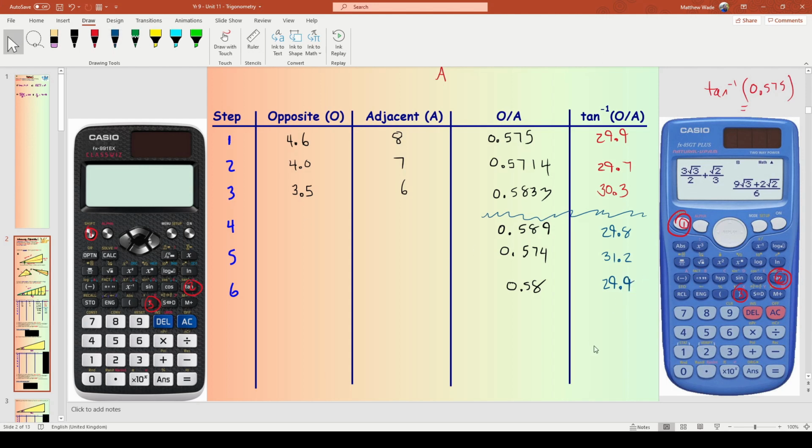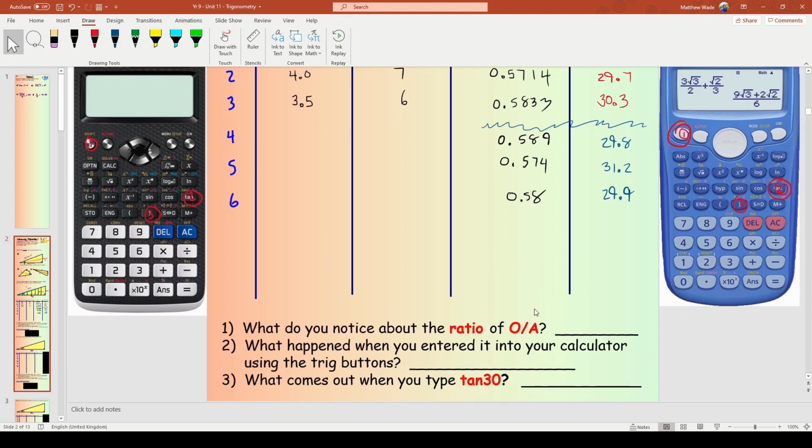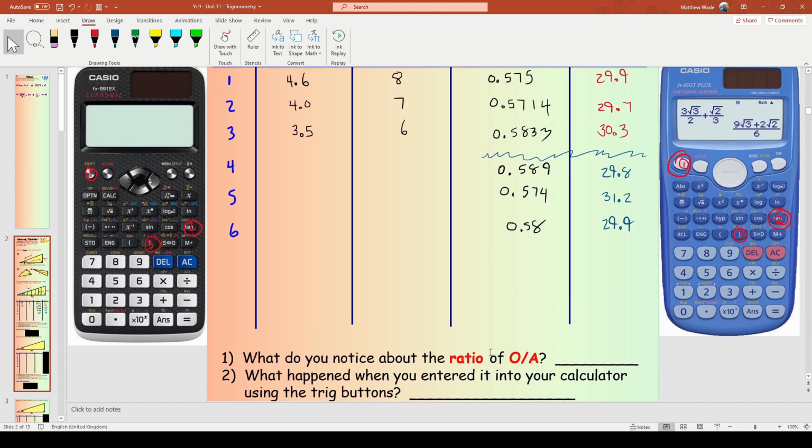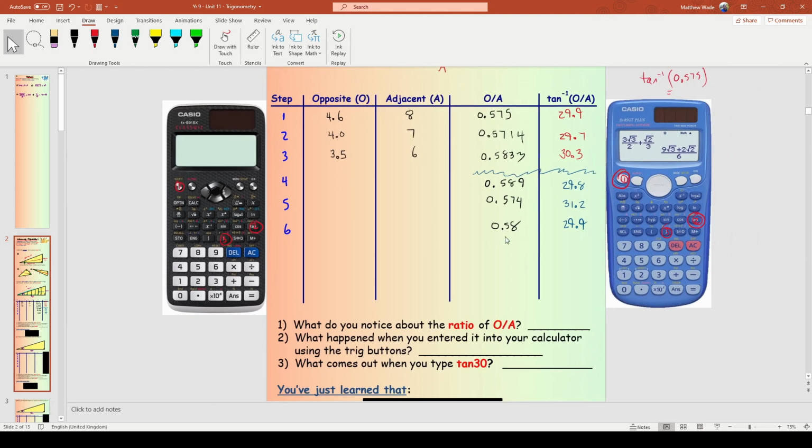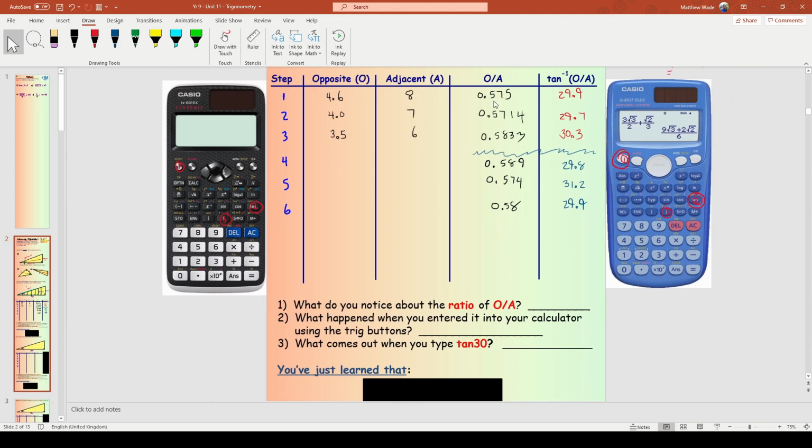Okay, here's the big moment, my buddies. Here's the big question that you need to answer. What do you notice about, first of all, the ratio of O over A? Is it following a pattern or is it not following a pattern, or what do you notice about the ratio as we go down? A ratio, just because it's division, that's what we call ratios. So as you go down, my buddies, what do you notice about the ratio of O over A?